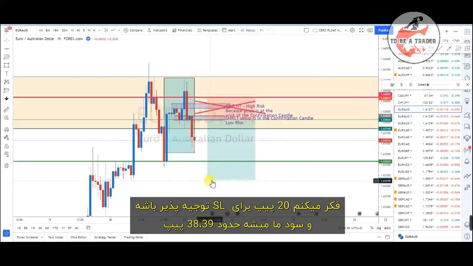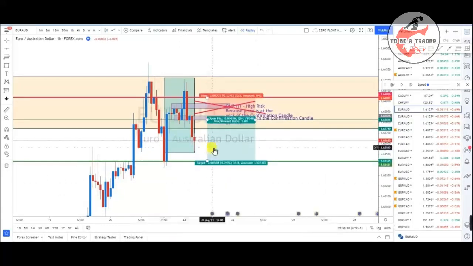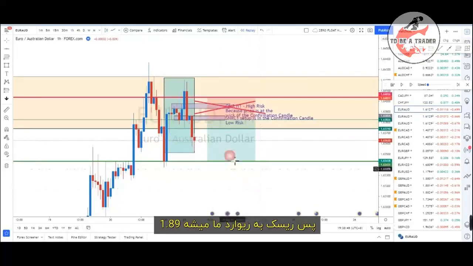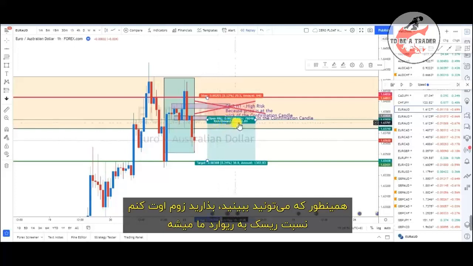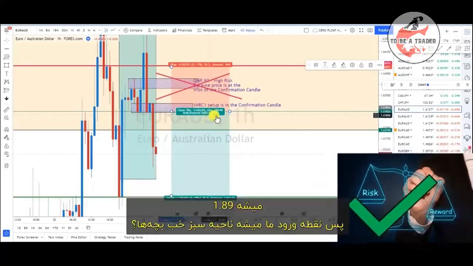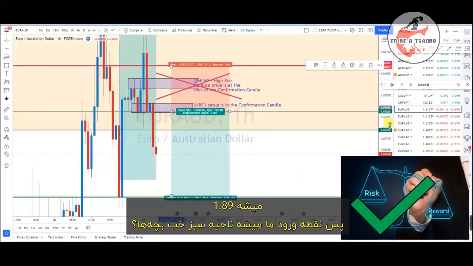Okay, and our take profit will be around 38 pips. Okay, 38.8 pips. Yes, so our risk reward will be 1.89. Okay, the risk reward ratio, as you can see here, let me zoom up. Risk reward ratio, you can see, is 1.89. So our entry will be this area, the green color one.